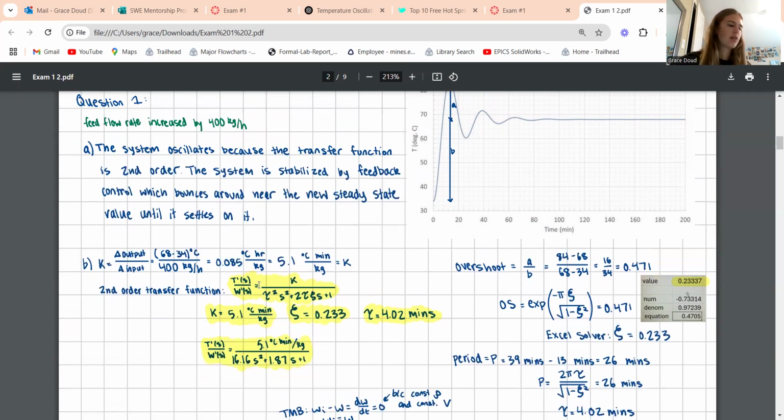To get K, hold on, I just realized I didn't start a timer. Hopefully this is going to be the right amount of time.